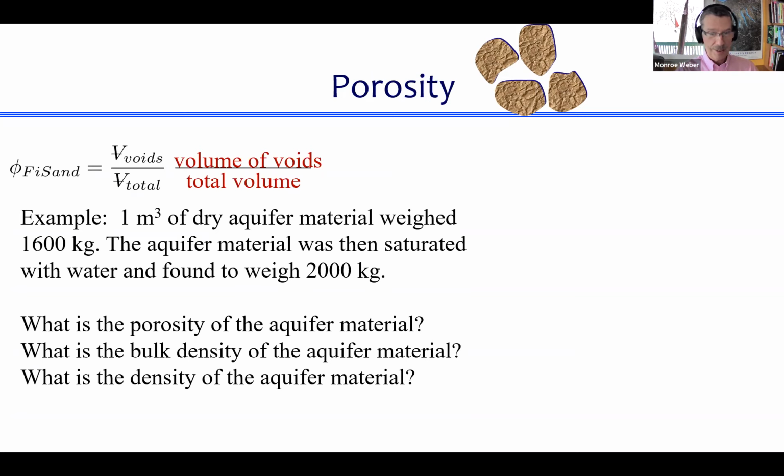So the first question is, what's the porosity of the aquifer material? What fraction of the aquifer material was actually voids, where there was air? And conveniently, we can just forget about the mass or the density of air. It's close to zero relative to water, so we can ignore that. And what we did is we went from 1,600 kilograms of aquifer material to 2,000 kilograms total. That means there's 400 kilograms of water in the pores.